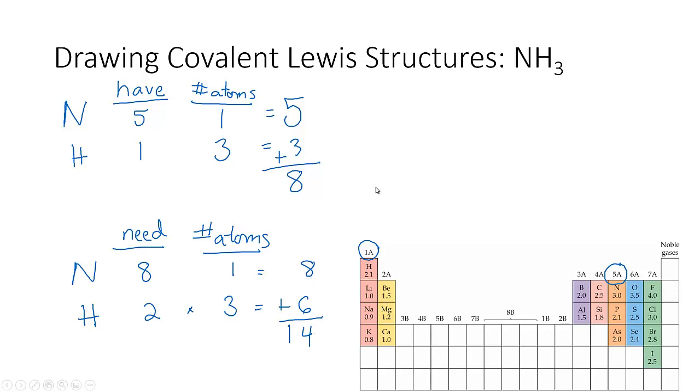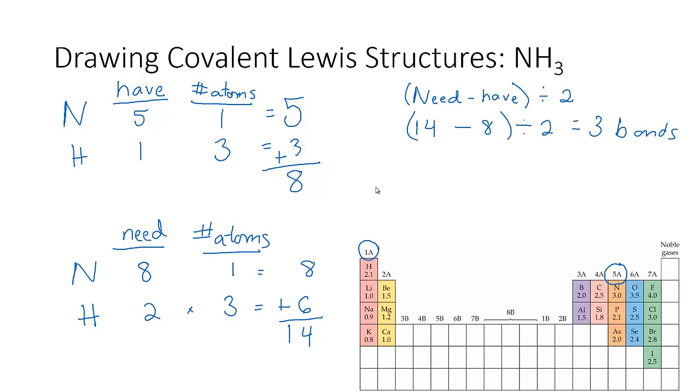So now what I do is I take my needs minus my haves divided by 2. So you go 14 minus 8, parentheses, then that's going to give me 6. 6 divided by 2 gives me 3, and that's going to tell me how many bonds I have. Then we draw the structure.